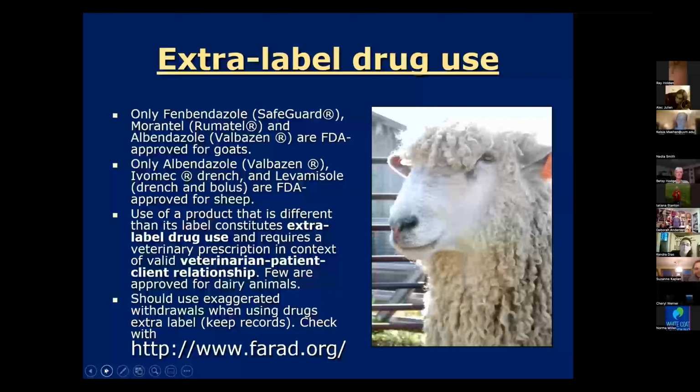It'd be nice if they did a few more studies and really verified a lot of this. And the use of a product differently from its label, as I said earlier, is what we call extra label drug use. And it requires a veterinary prescription. And as part of that veterinary prescription, you have to have a valid veterinarian-client-patient relationship. And so that's where getting to know a veterinarian and having them come out to your farm once a year for at least a well animal check, where they just go through and see your farm.